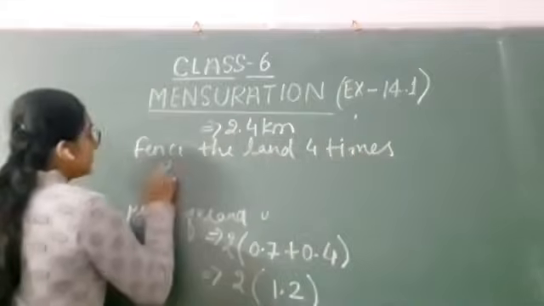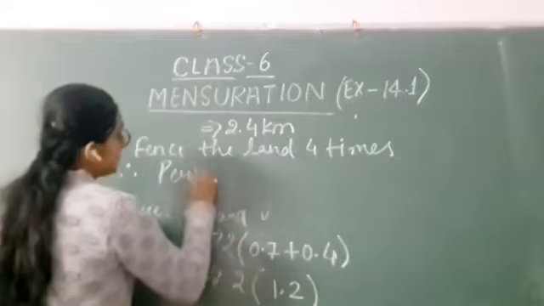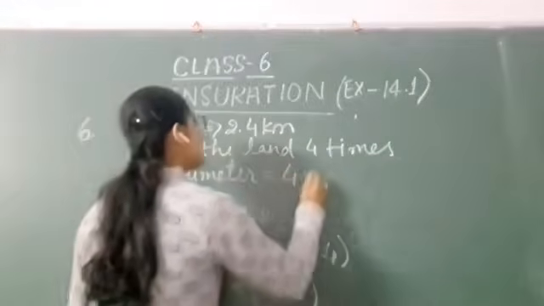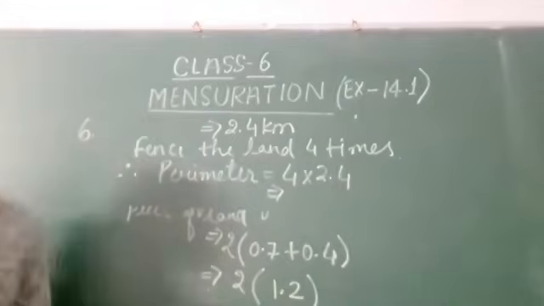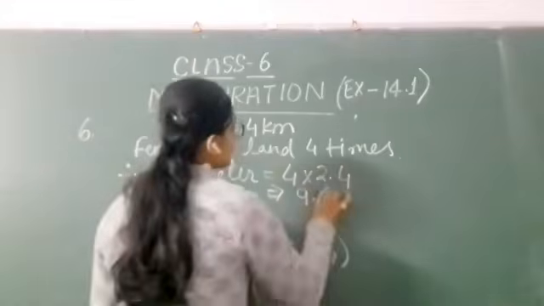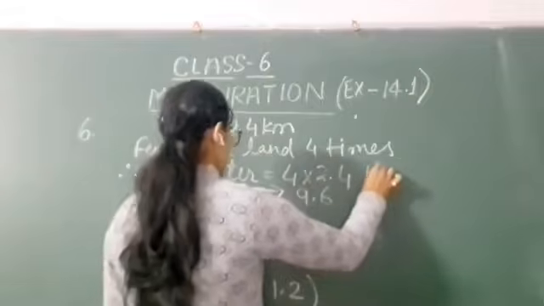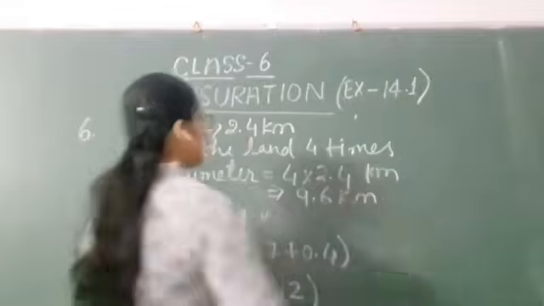Therefore perimeter is equal to 4 into 2.2. After multiplication, what we will get? 8.8, and it is given in the kilometer. So it will be kilometer.